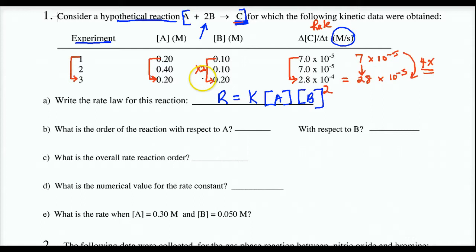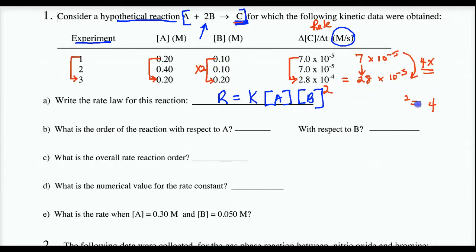If this increased 3 times and this increased 9 times, that would still be the square of the change, right? Because 3 squared equals 9. In this case, we have 2 squared. And if this was a quadruple increase, this would increase 16 times. Okay? So that's how that works.